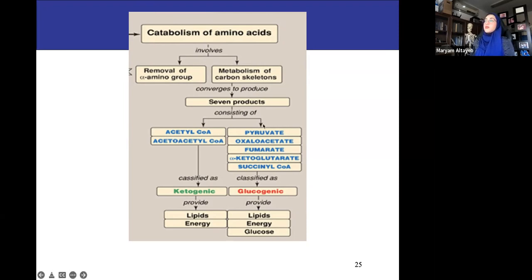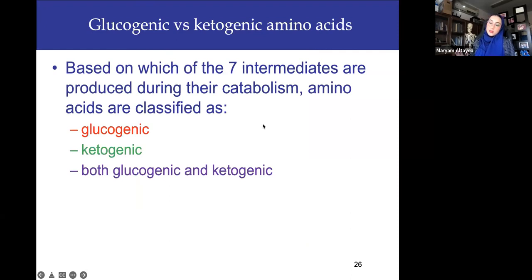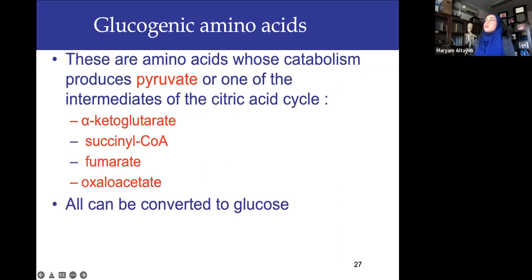So now that we know there are ketogenic and glucogenic amino acids, some of the amino acids can be both ketogenic and glucogenic. When we say they're glucogenic amino acids, that means their catabolism produces pyruvate, or if not pyruvate, any of the intermediates of the citric acid cycle that we talked about: alpha ketoglutarate, succinyl-CoA, fumarate, etc. The key thing here is that all of these can be converted into glucose. That's why it's called glucogenic, meaning it can make glucose.